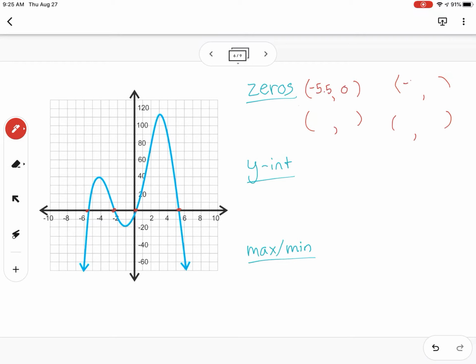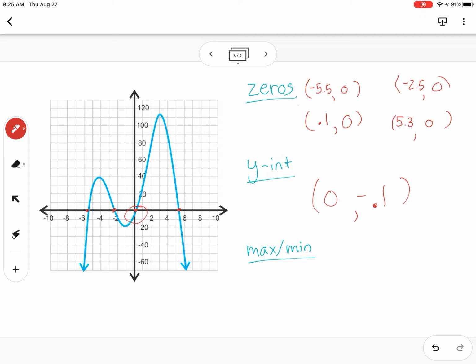Second one would be like negative 2.5. That next one, it's not on 0, 0. I'm going to call it 0.1. It's very close. And then the last one is like 5.3 maybe? Somewhere in there. That's all our zeros. Our y-intercept is here. That is not on 0, 0. It's a little below, so I'll call it negative 0.1.